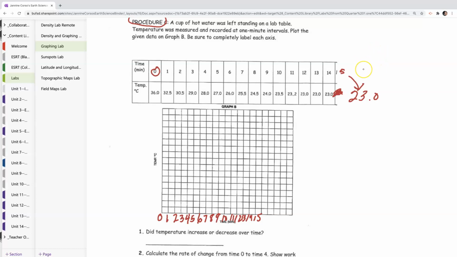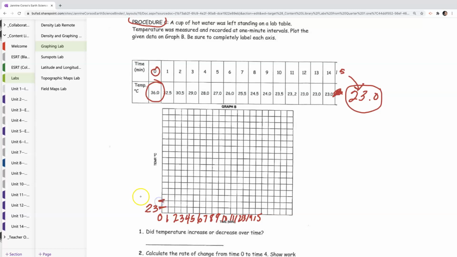Right? Then your temperature. Now, your starting temperature is 36. It says it over here on the data, right? Starting temperature was 36, and your ending temperature is going to be 23. So I have to go from 23 up to 36. And one of the things that they don't always show you is your graph does not necessarily have to start at 0. As a matter of fact, I'm going to start this first line at 23.